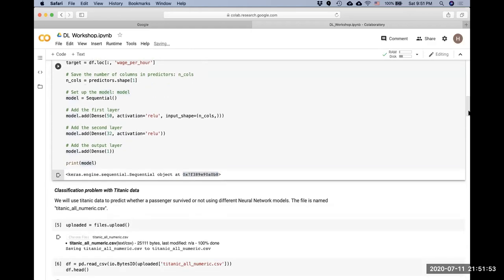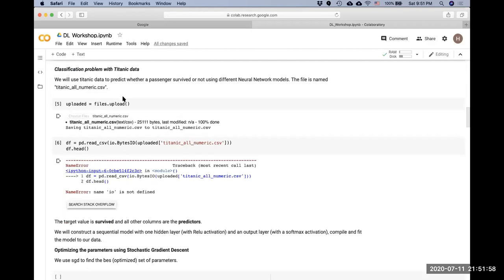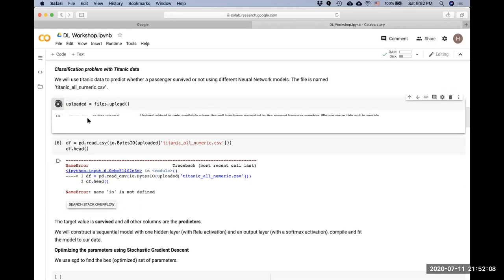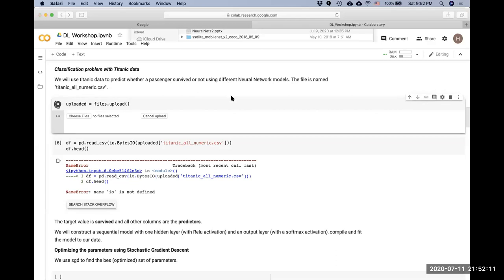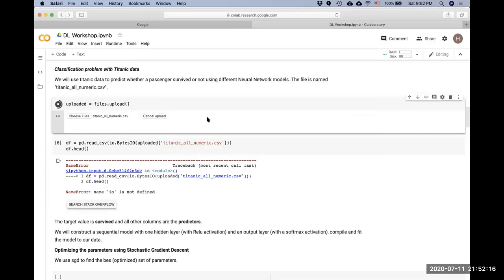Okay, now we move to the next data set, the Titanic data set. And here again, we do the same thing. We upload the file. Choose file, and then I choose Titanic all numeric. And I've added text here to explain each step, so later on you can refer to these texts to see what's going on in each step.